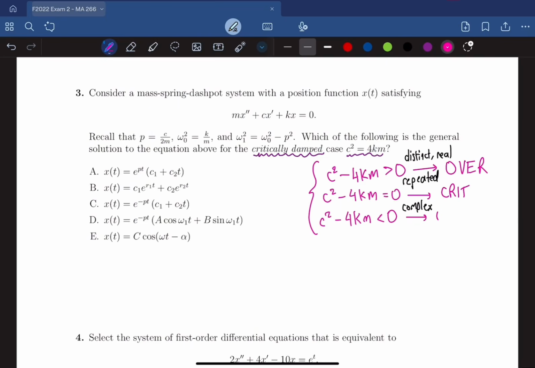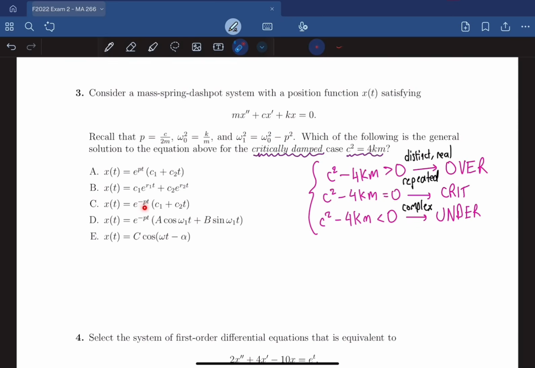And what that's going to result in is an underdamped system. So if you understand this relationship and how that works with the square root being inside the quadratic formula when you're solving the characteristic equation, then this question is really not that hard. You just have to understand this part, and you have to know what a repeated solution looks like. And in this case, it looks like this.